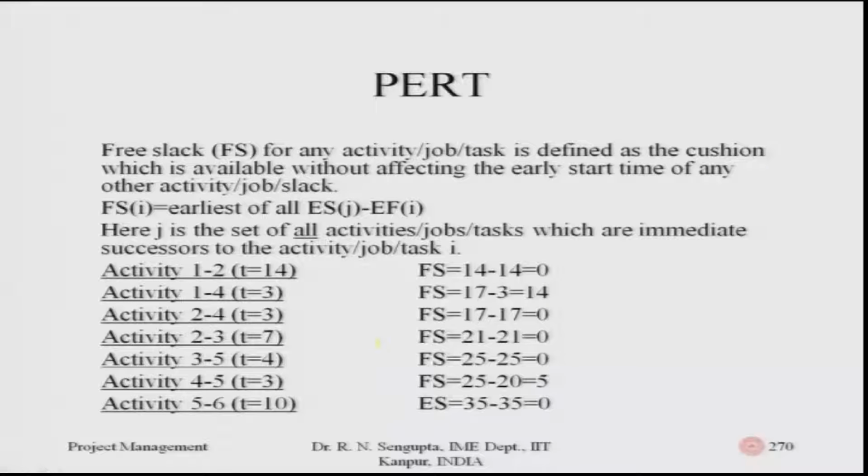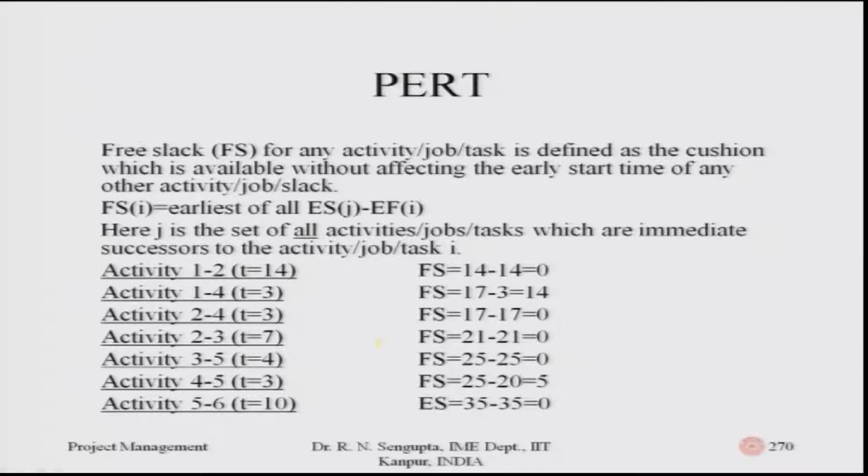So, I would be the predecessor of j, and j is the successor, over all sets of jobs. If I consider activity 1, 2, which has a duration of 14, I will consider the free slack. The first term is 14, and the right-hand side is the early start of all the sets of jobs which follow 1 and 2. That is 14, the early finish for that particular job is 14. Hence, I have the free slack for 1, 2 as 0.